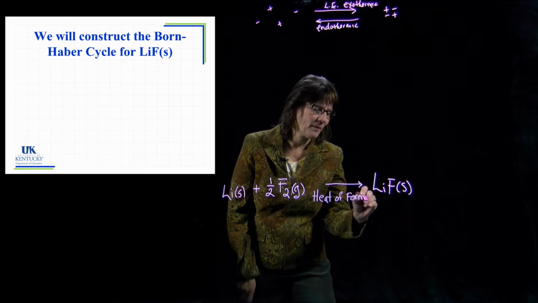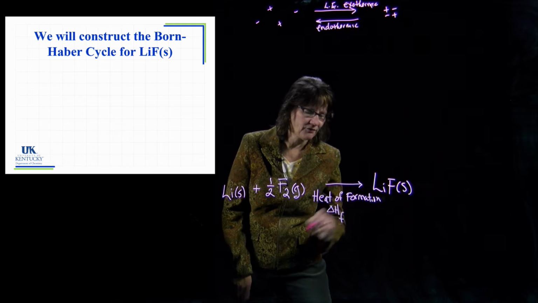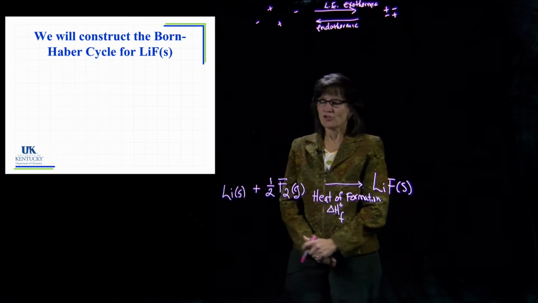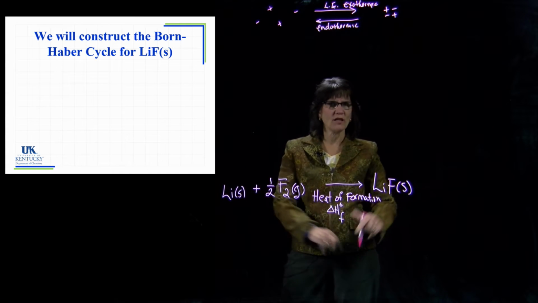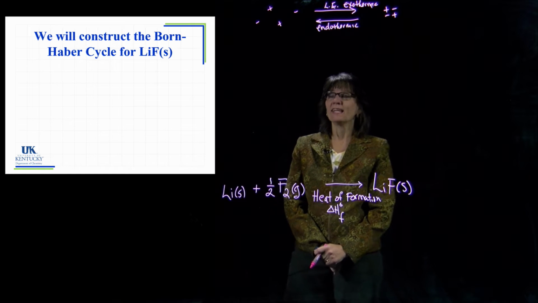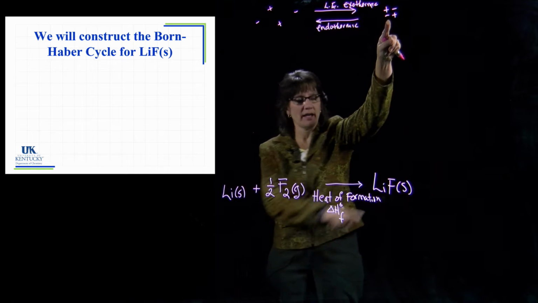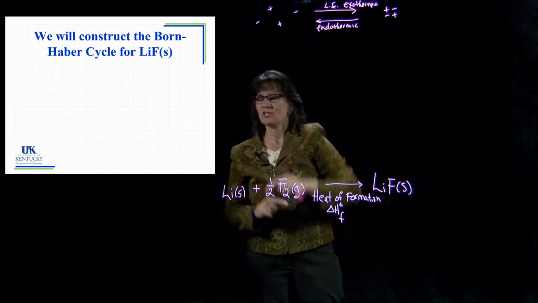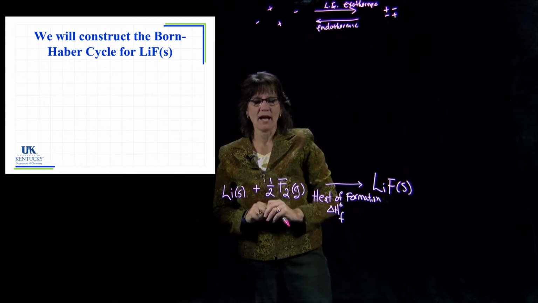And we had a symbol for it. It was delta H with a little f, and there's tables full of these in the back of the book. So that is our starting point of this, but there's no lattice energy in there yet. Lattice energy is taking ions and turning them into the ionic compound. This is my ionic compound.